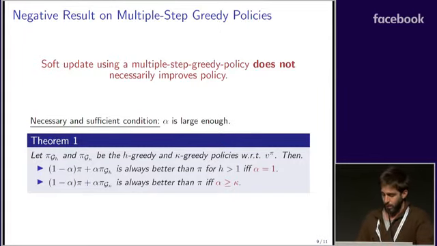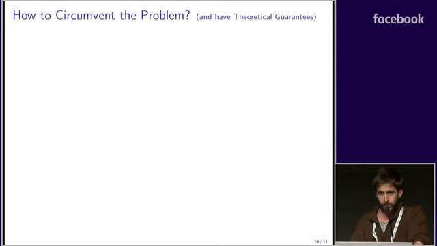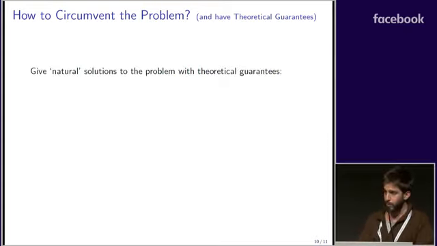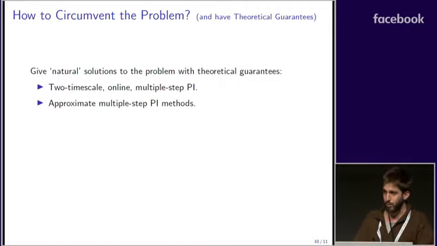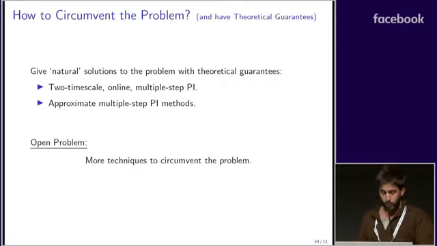In light of this negative result, we still wanted to try to give some natural solutions to this problem, meaning we wanted to formulate multiple-step greedy policies while still having theoretical guarantees. So in fact, we gave here a two-timescale online multiple-step policy iteration algorithm that is doing that, and we analyzed approximate multiple-step policy iteration methods as well. However, we do believe that it is an open and relevant problem to explore what other variations we can do in light of the negative results that we saw earlier.